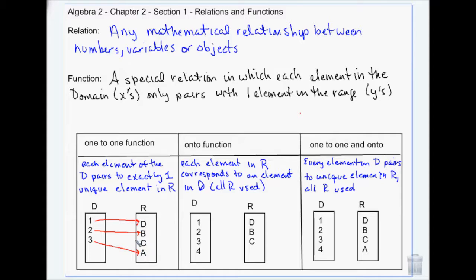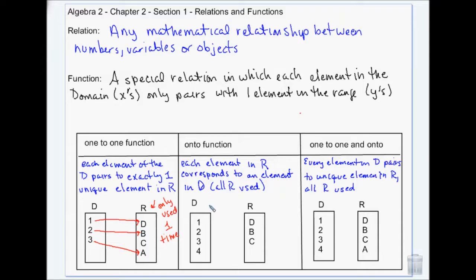But if it's not one-to-one, like maybe 1 here would go to D, and then maybe 2 would also go to D. But if it's one-to-one, no range elements are used twice. So each range element is only used one time. So that's what makes it one-to-one.